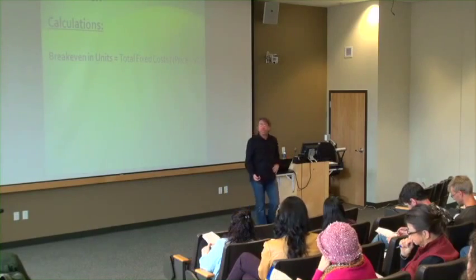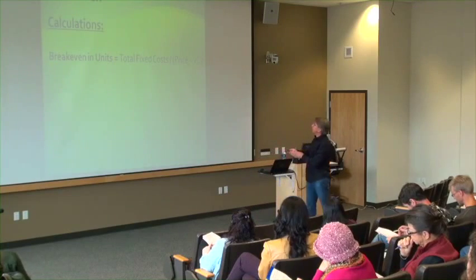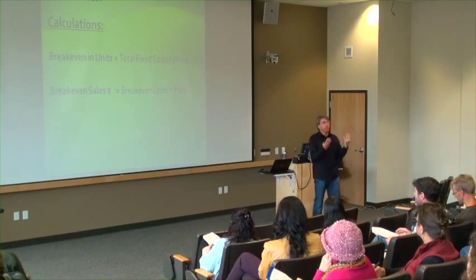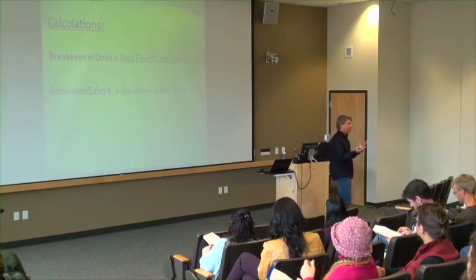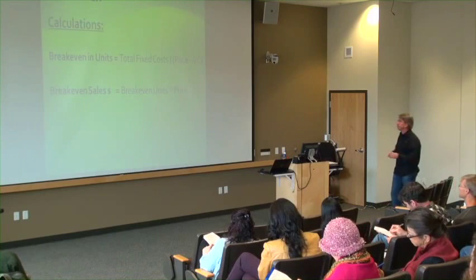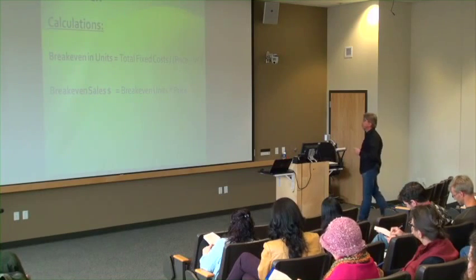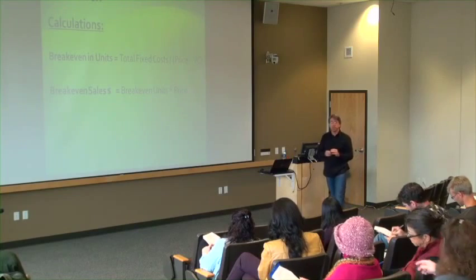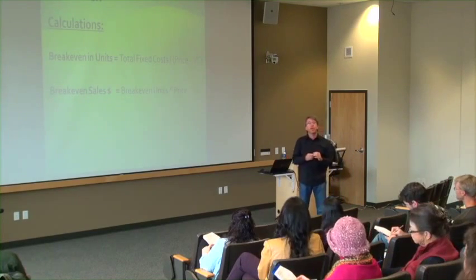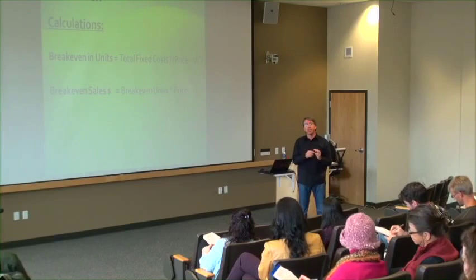The second equation is you take the units from this first equation and you plug them into the second equation to get what is your total revenue at break even. And that's just the units from the first equation times your selling price per unit. I don't understand that. Just go ahead and write it down. We'll work through an example and see if you have any residual questions.